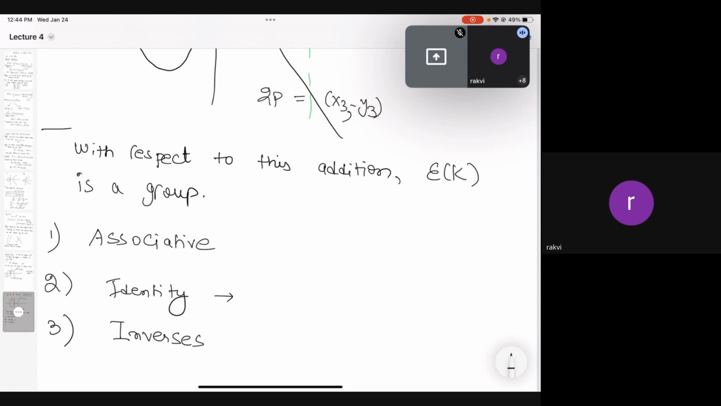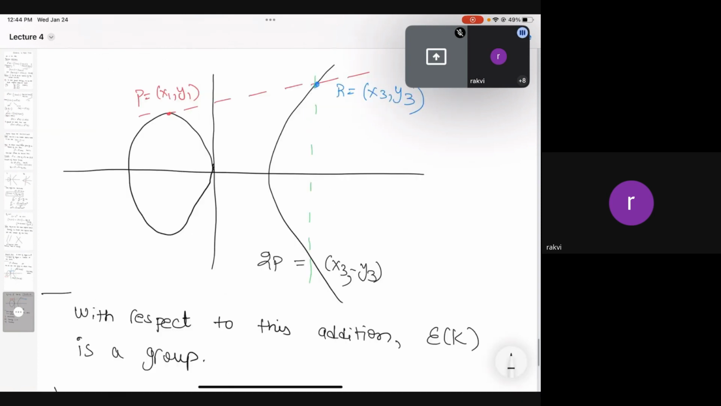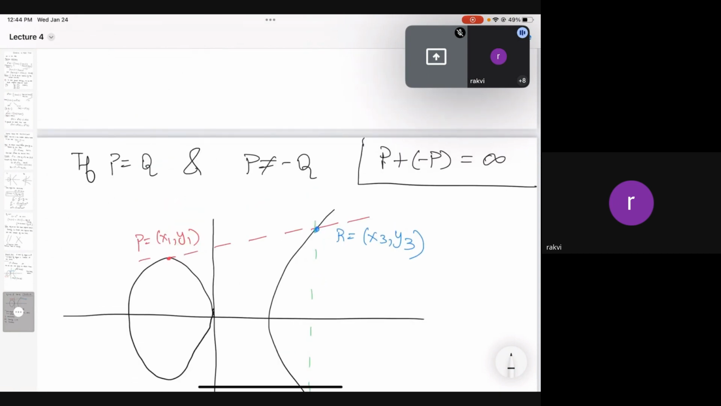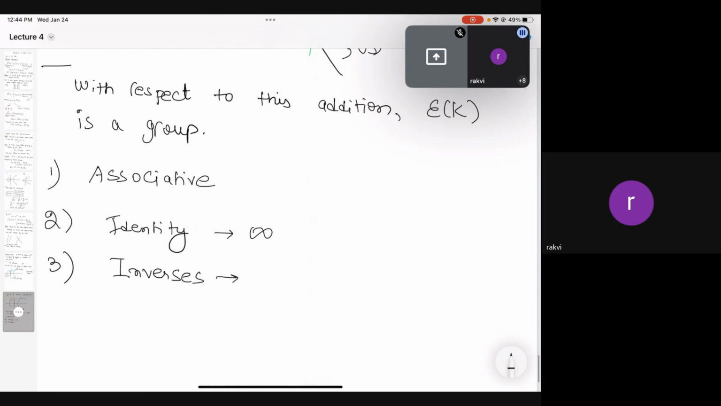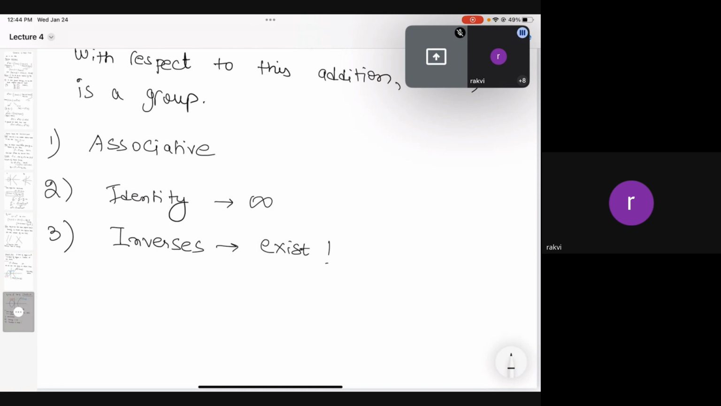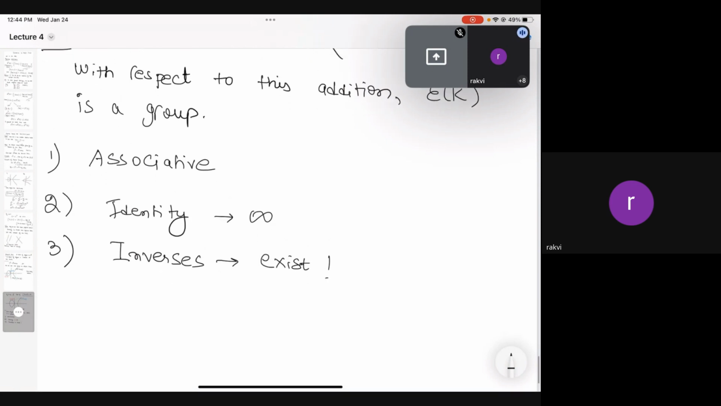Infinity. Yes. So the point at infinity is our identity. And inverses, we just saw. If you just take reflection across the x-axis, that's our inverse. So inverses do exist. Let me just write down they exist. What is further true for this set or this group? So this already verifies that it's a group, right?